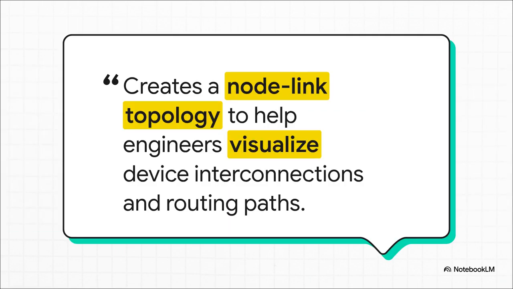Now, the fancy technical term for this whole thing is a node link topology, but don't let the jargon scare you. It's just a formal way of saying it creates a map of dots. Those are the nodes, and the lines connecting them. Those are the links. The bottom line is, engineers can finally see how everything is actually wired together.